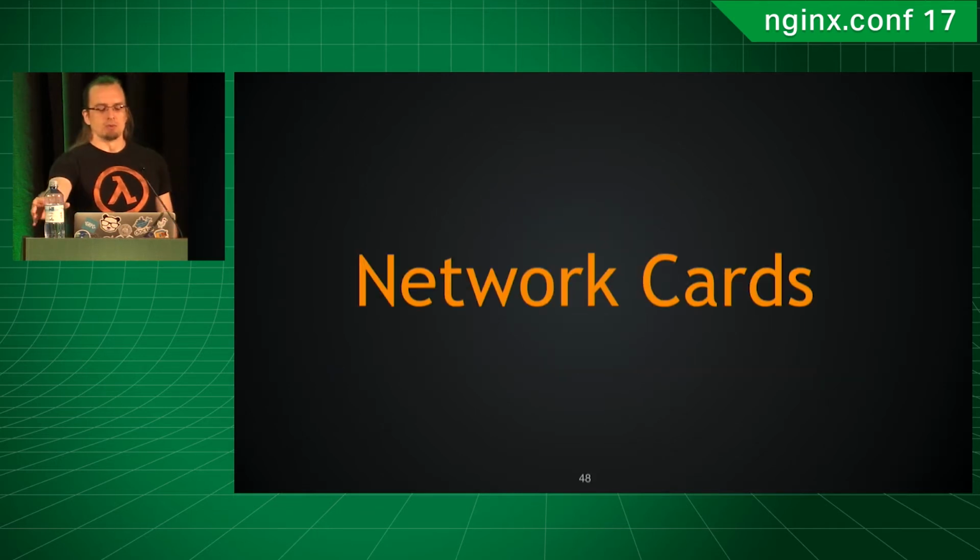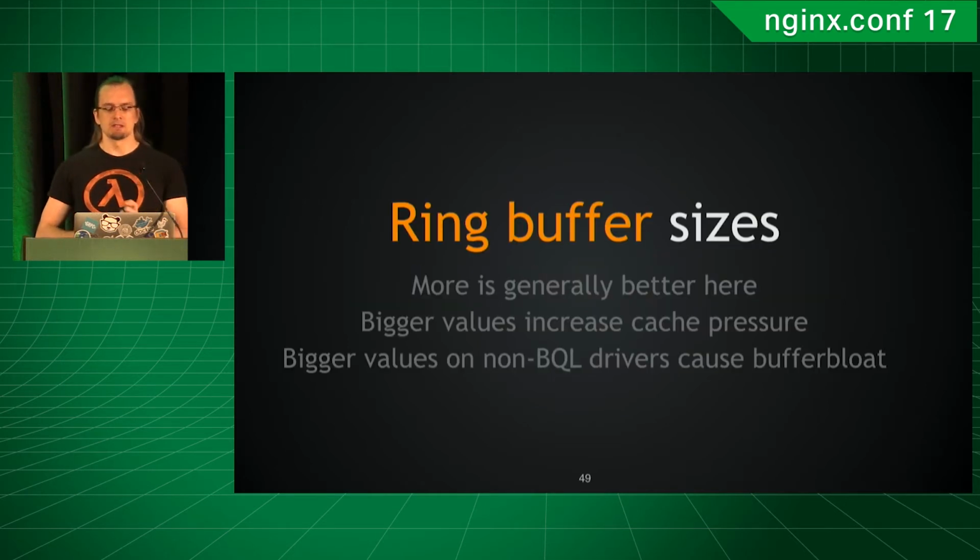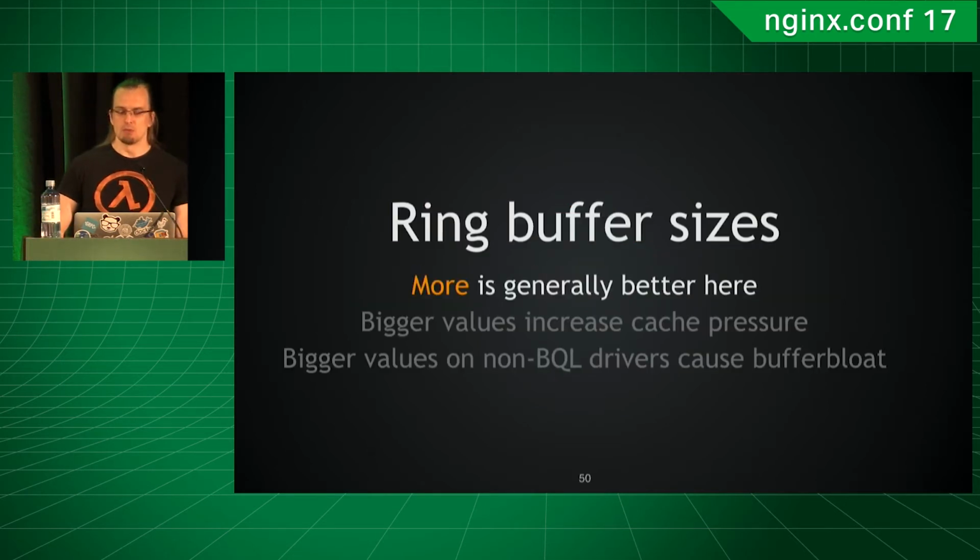So let's move to network cards. Here you will be mostly using ethtool, and you'll be using it for looking at stats of your hardware and tuning your hardware at the same time. So let's start with ring buffer sizes. The rule of thumb here is that the more, the generally better. There are lots of caveats to that.